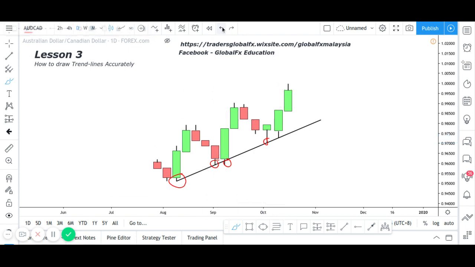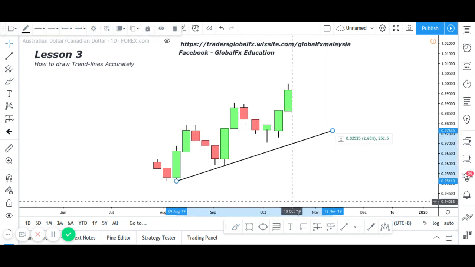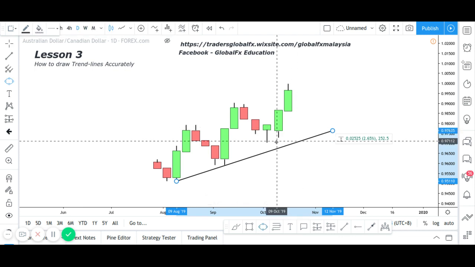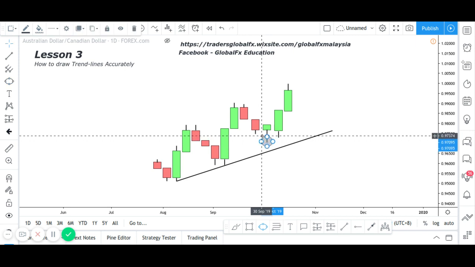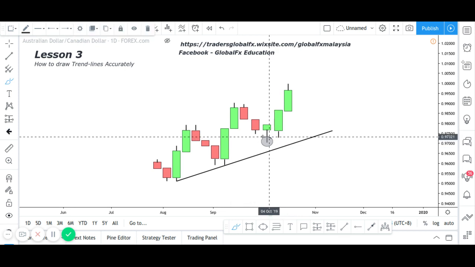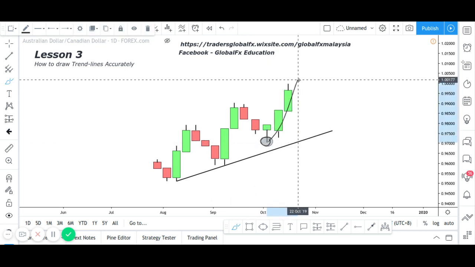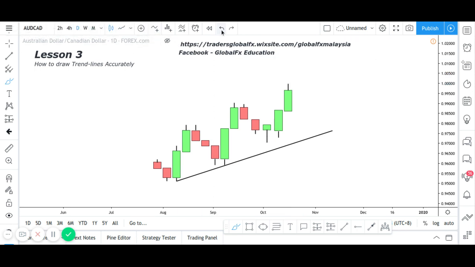Now, if you had drawn it the way I showed you guys before, then you would have missed this move, or you would have missed an entry of this move over here, and you would basically have to chase your trade in order to get your profits to the upside, in a bullish market like this.